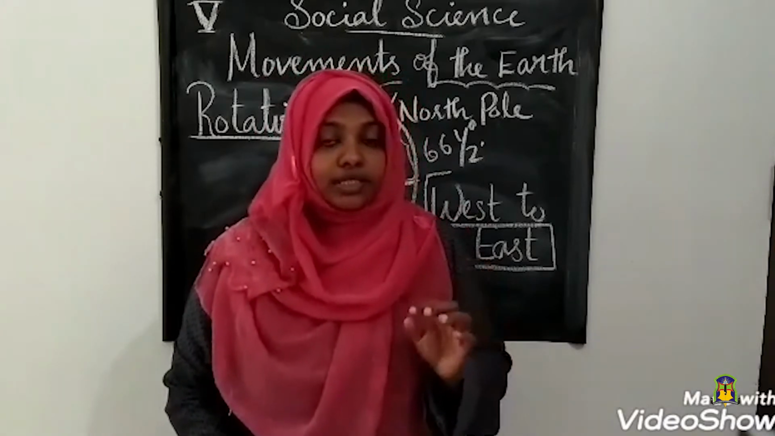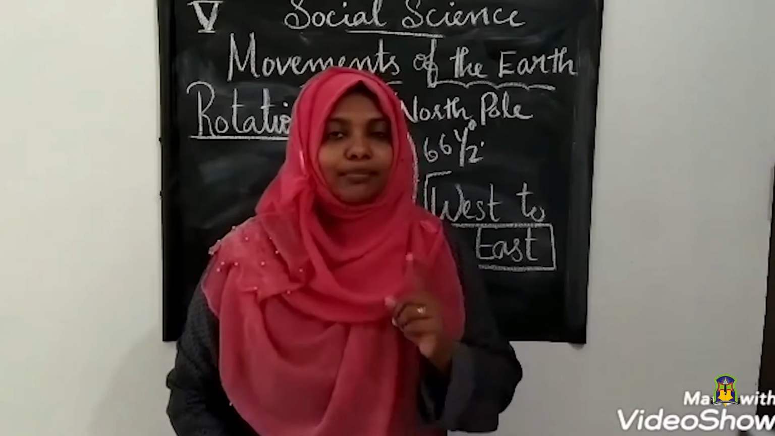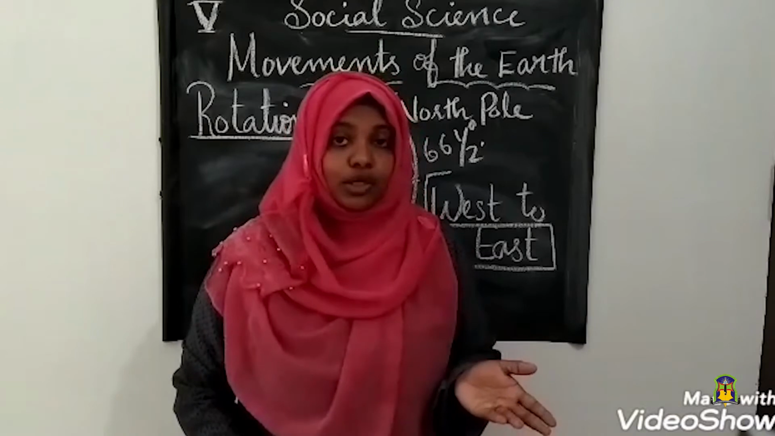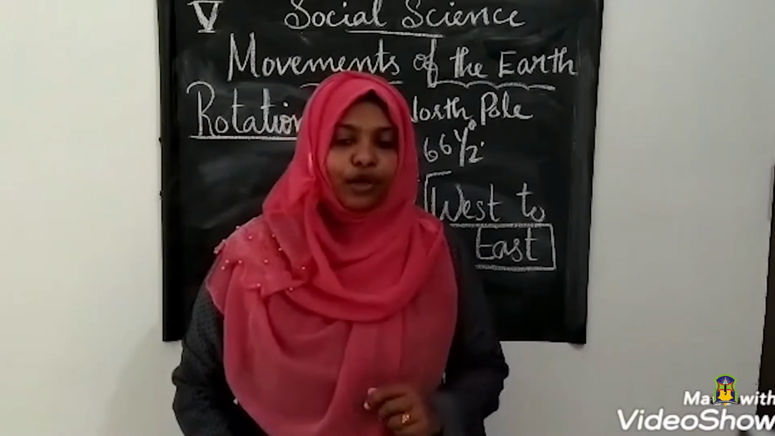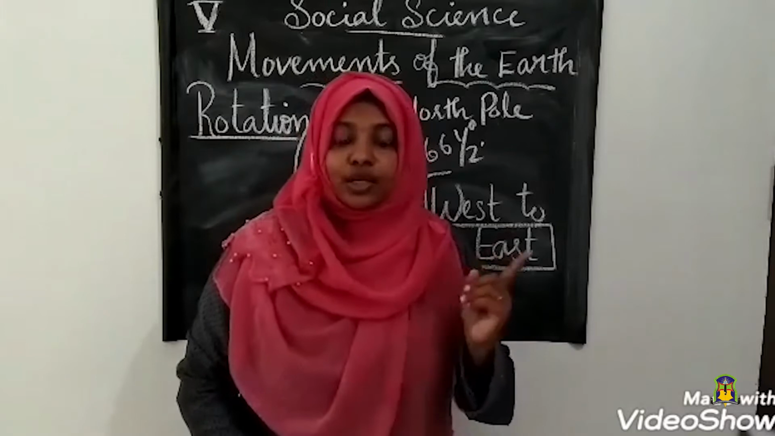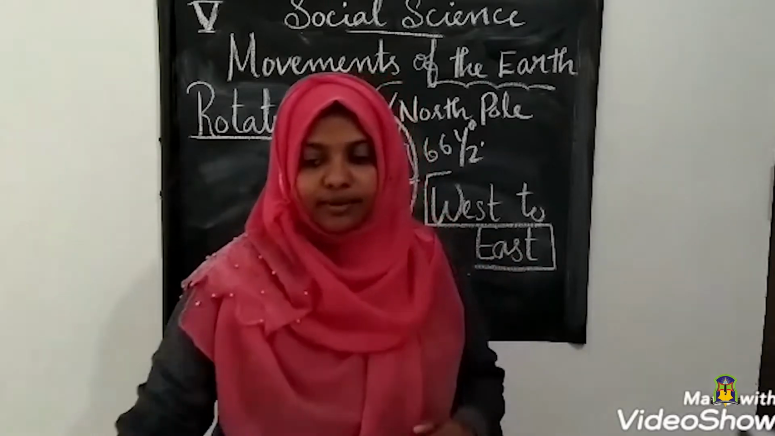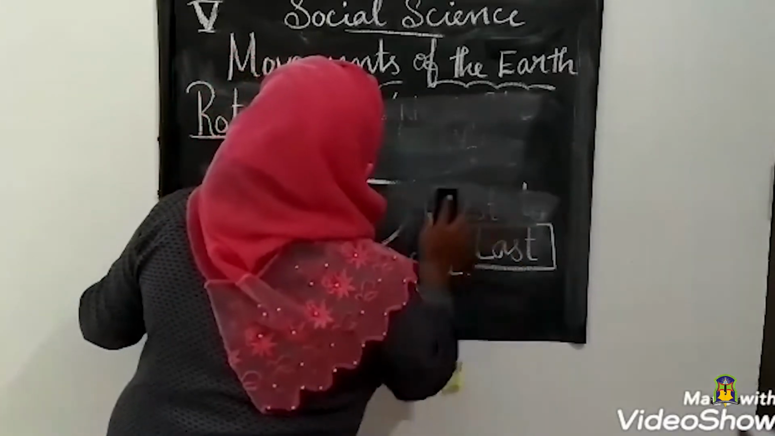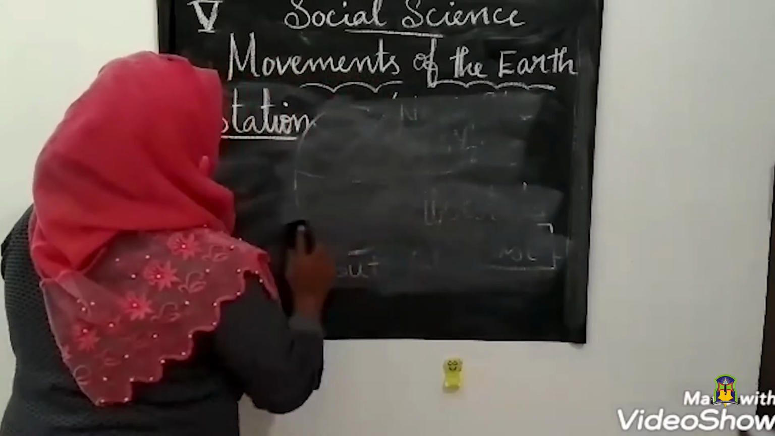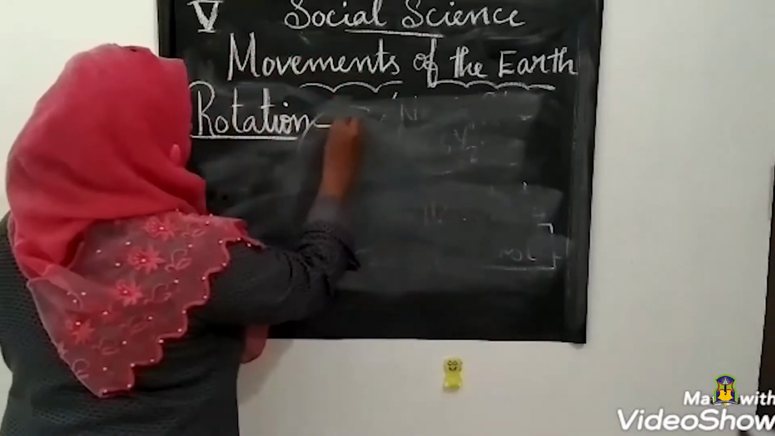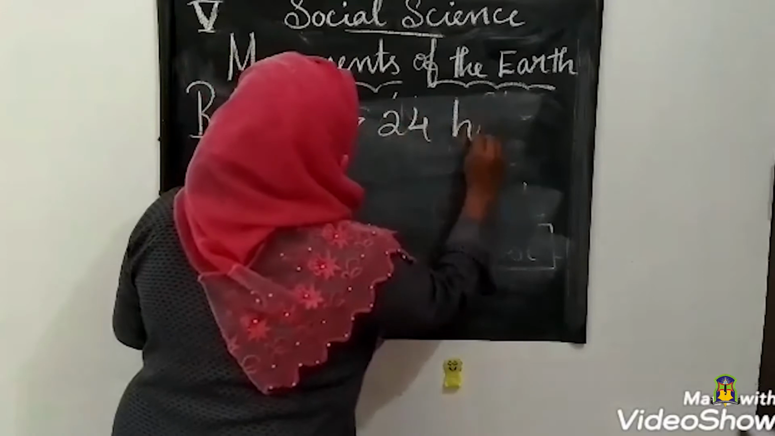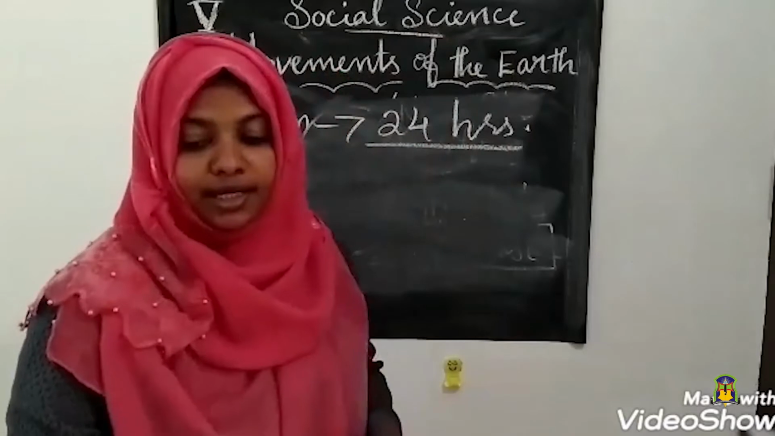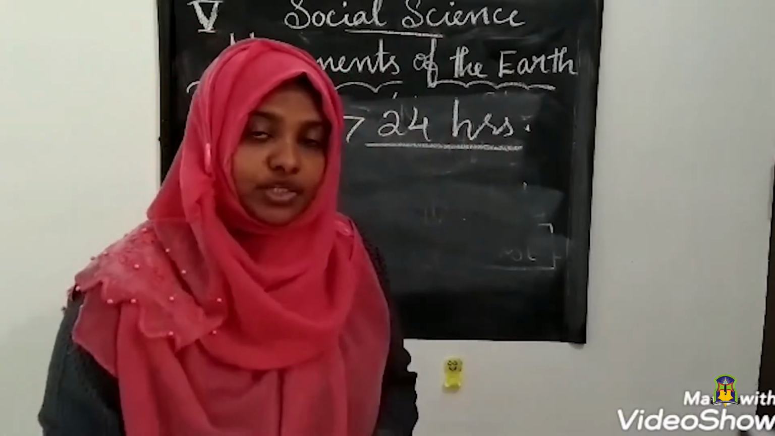The Earth takes 24 hours to complete one rotation. What is the time taken by the Earth to complete one rotation? 24 hours. Okay, we can check the effects of rotation.